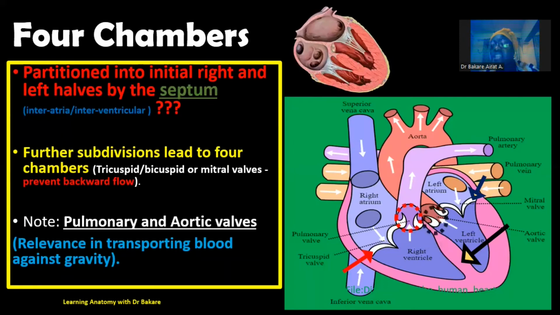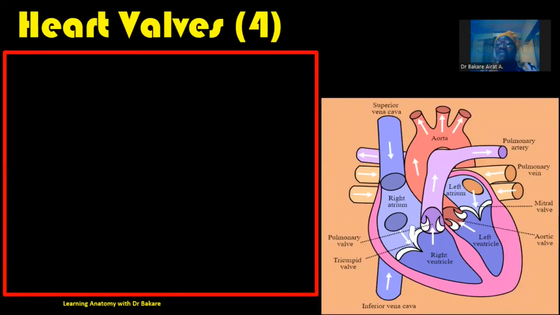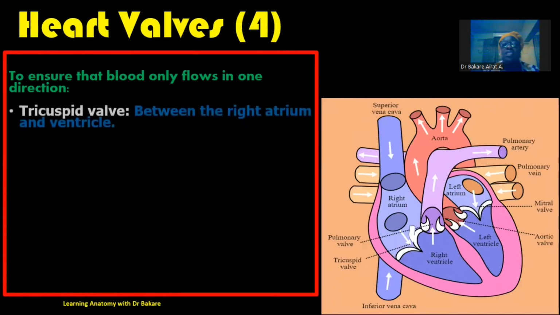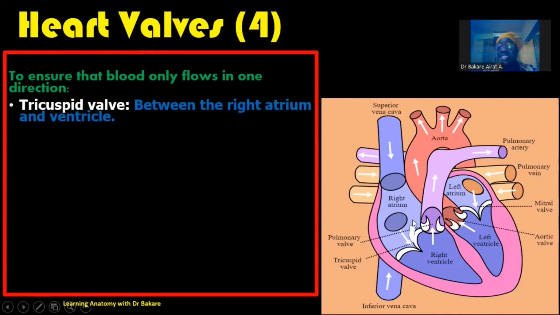So we have the aortic valve also at the emergence of the aorta, and this is what is highlighted in black. So establishing the valves that we have in the heart, we say that structurally, we have 4 valves in the heart, and this basically ensures that blood flows in one direction. So we have the tricuspid valve, which is seen between the right atrium and the right ventricle. This is a 3-leaflet type of valve, and it is seen as a demarcation between the right atrium and the right ventricle.